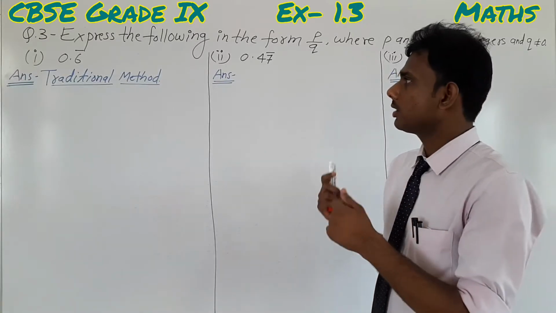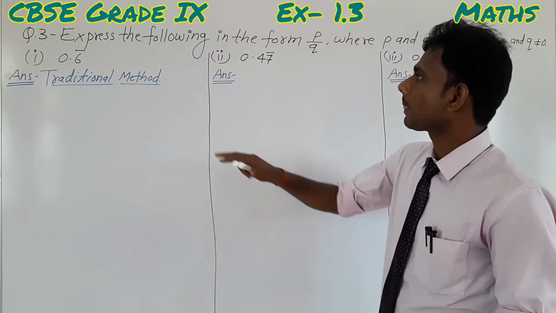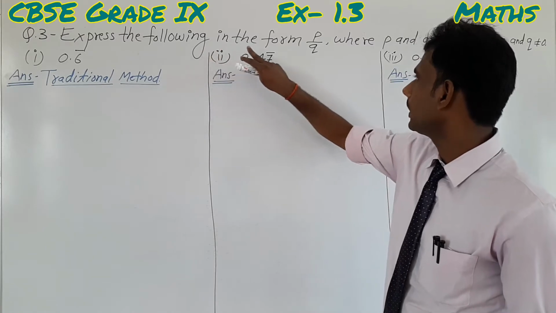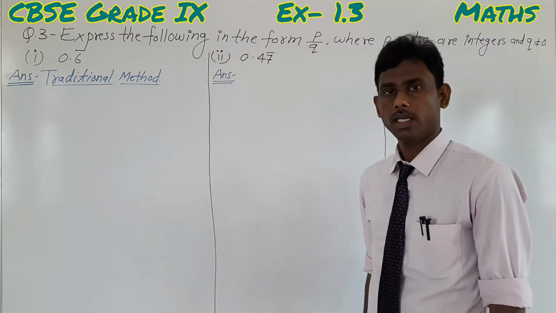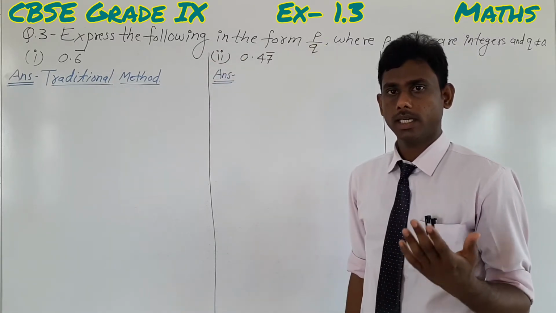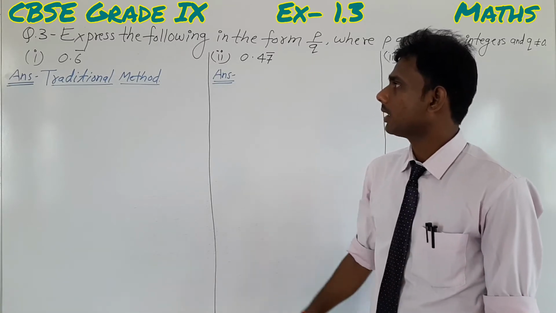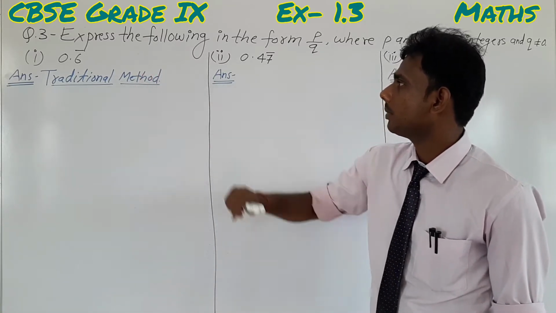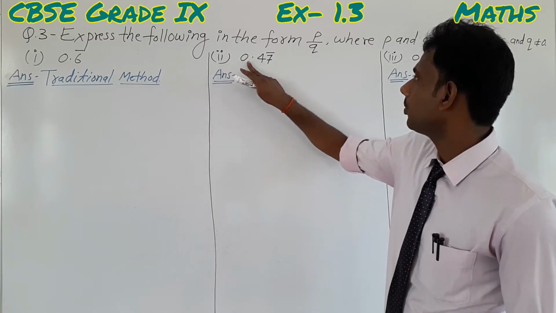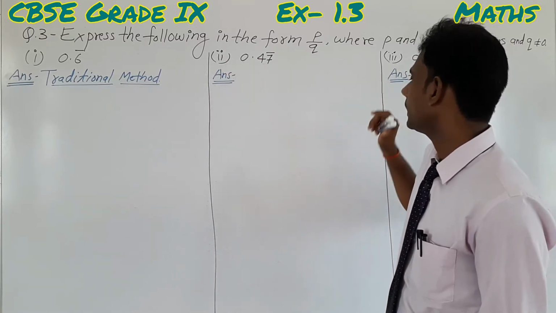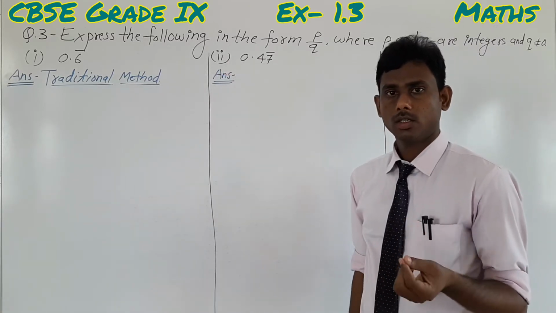Let's move to the next question. Question number 3. Express the following in the form of P by Q, where P and Q are integers and Q is not equal to 0. First part is 0.6 bar, second is 0.47 bar, and third is 0.001 bar.